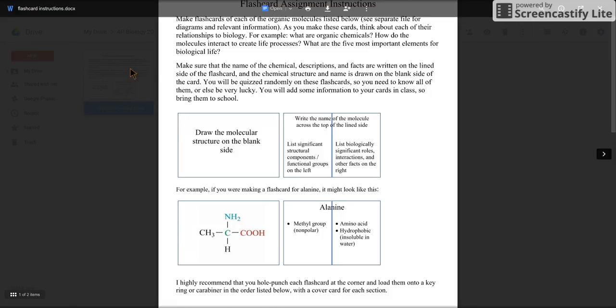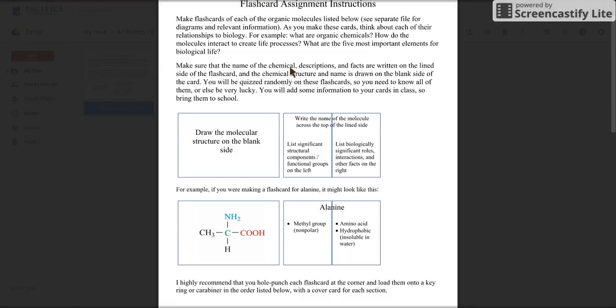You need to make sure that the name of the chemical, the descriptions, and the facts about these molecules are written on the lined side of the flashcard, and the chemical structure and its name are drawn on the blank side of the card. You don't actually have to have a lined side. If both sides of your card are blank, that's okay. I don't know why I specified that.